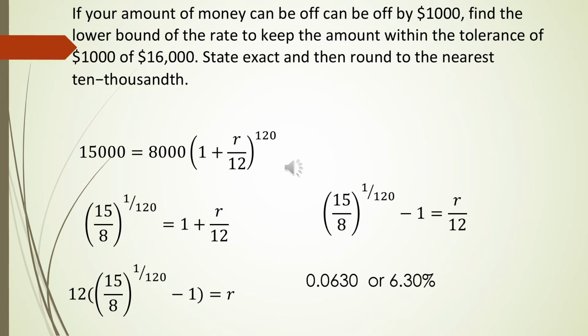So set the compound interest formula equal to 15,000, then divide by 8,000. Notice the thousands cancel out. Undoing the power of 120 again, you use the reciprocal power. Then subtract 1 and multiply by 12 to isolate the r. Once again, that's an irrational number. It's approximately equal to 0.0630. So we could lower the interest rate a little bit, but we may want to actually start looking into other investments besides CDs.